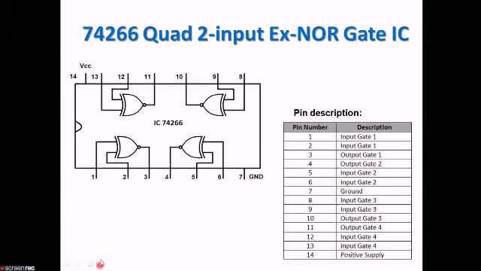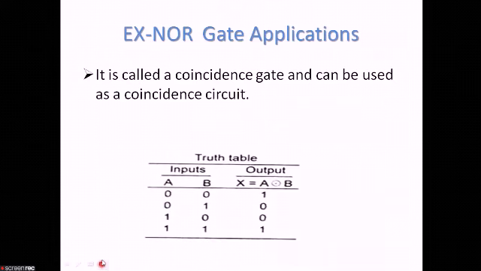So next let us move to the applications of the XNOR gate. Now the XNOR gate can be used as a coincidence gate and it can also be used in the coincidence circuit. How? We will look here.